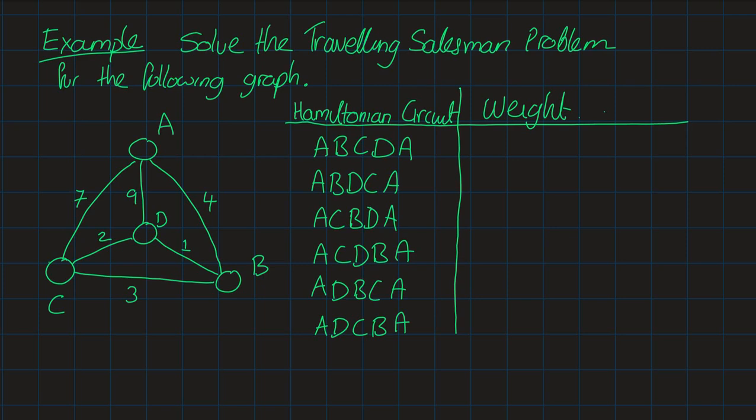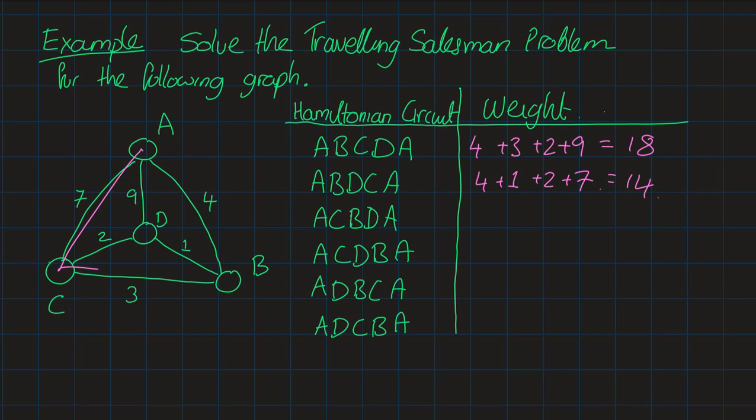Okay. So how do I work out the weight? The first Hamiltonian circuit is A, B, C, D, A, which means the numbers I'm adding up are going to be 4 plus 3 plus 2 plus 9. 4, 3, 2, 9. And if I add these up, 4 plus 3 is 7, plus 2 is 9, plus 9 is 18. Okay. Next up, A, B, D, C, A. So this time I'm adding 4 plus 1 plus 2 plus 7. And if you add these up, you get 14.